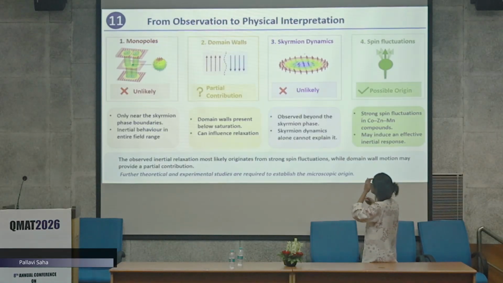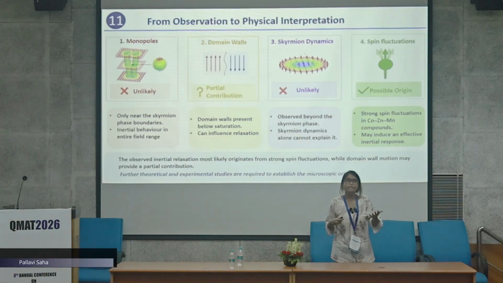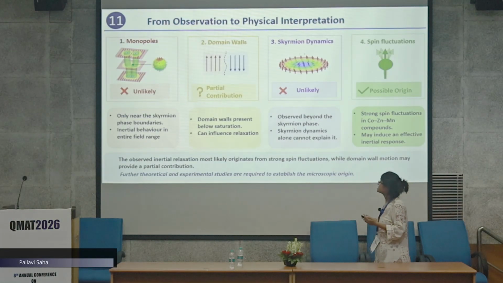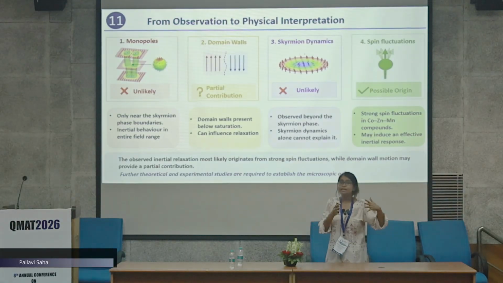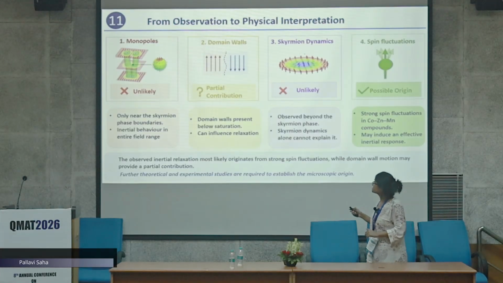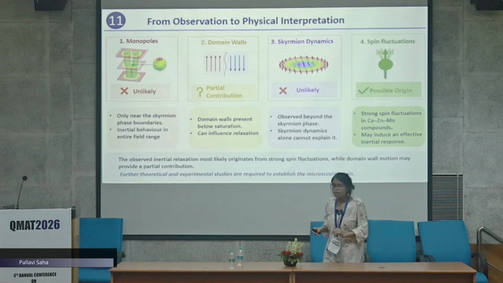So over here, we tried to understand the physical interpretation: if this system is showing this kind of behavior, then what could be the reason behind that? The first question was, does this system have monopoles? No, it does not have monopoles in the sense of quantum spin-ice, where there were emergent monopoles present. But over here, these systems host skyrmions.